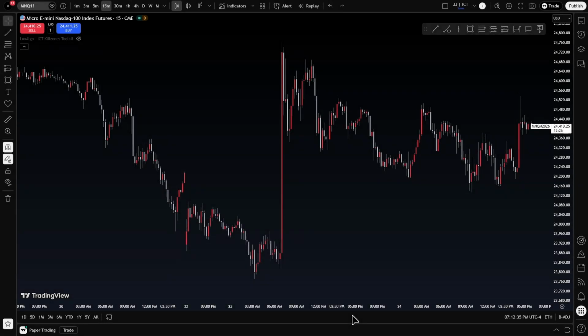We're going to be going over something that's pretty unique. It's called Venom. It's a model that ICT introduced. Not necessarily recently, but I've learned it, and I've just had it in my archive for a little minute, so it's time to record it. Venom basically is a liquidity purge.